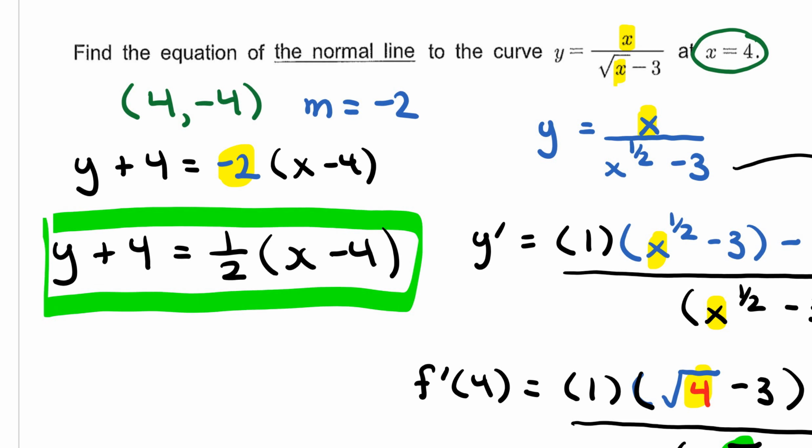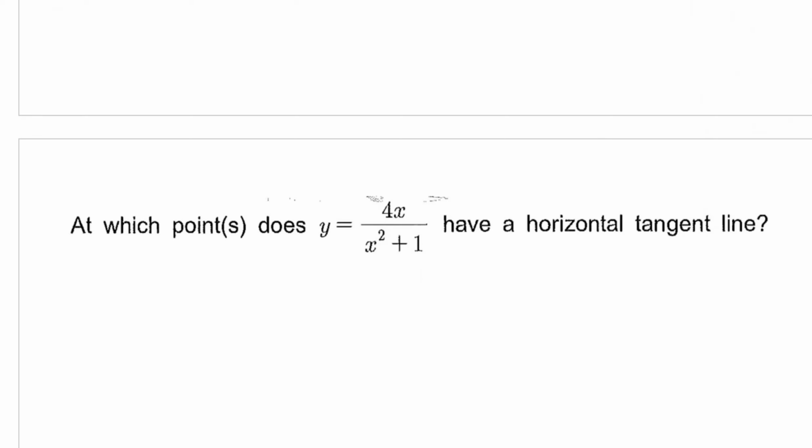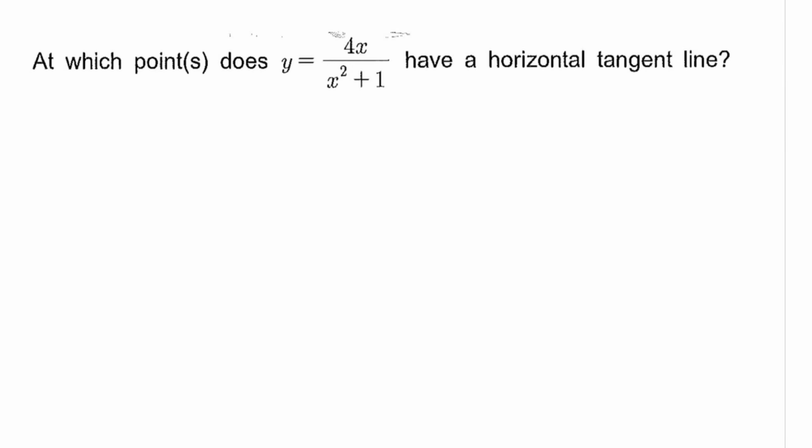Okay, perfect. And then we have one of these horizontal tangent line questions. At what point does this thing have a horizontal tangent line? Okay, so that happens when the slope equals 0, right? So we have a horizontal tangent line when the slope equals 0. So let's go ahead and find the derivative.